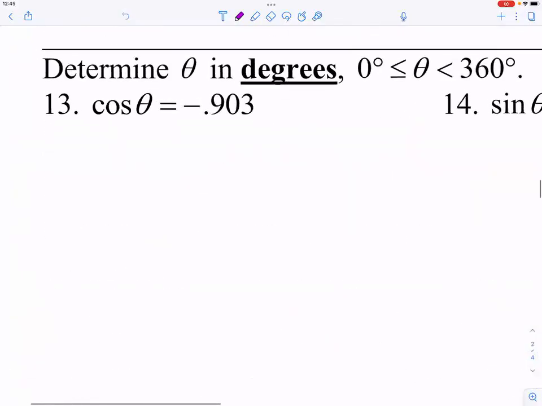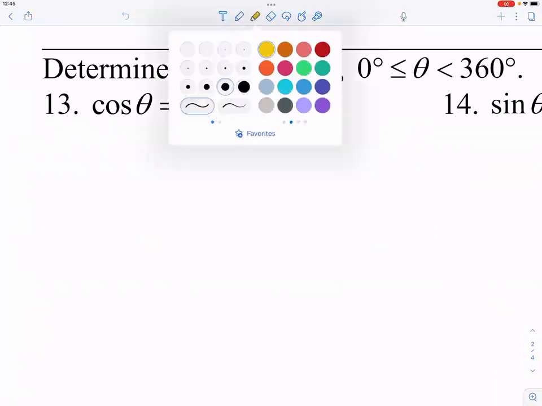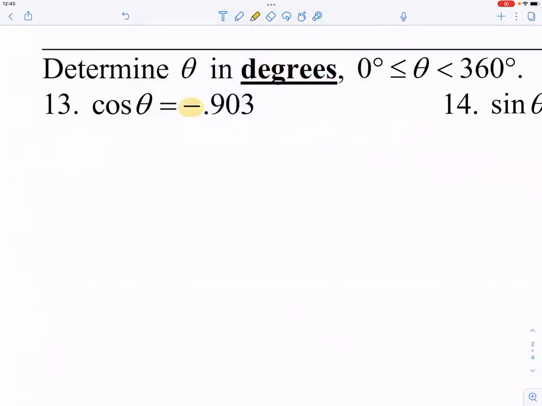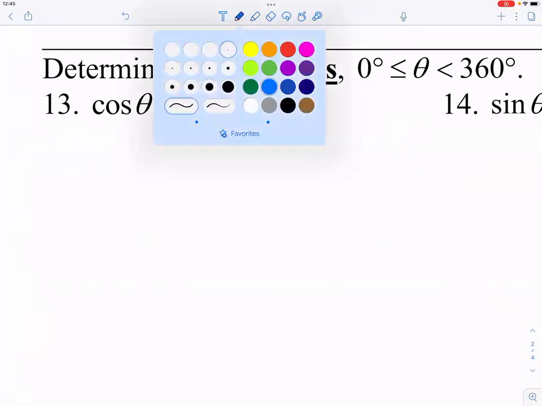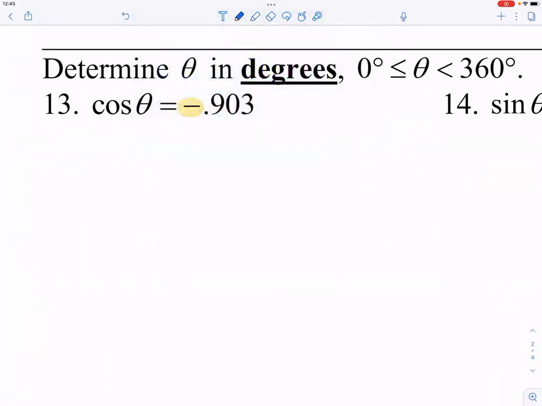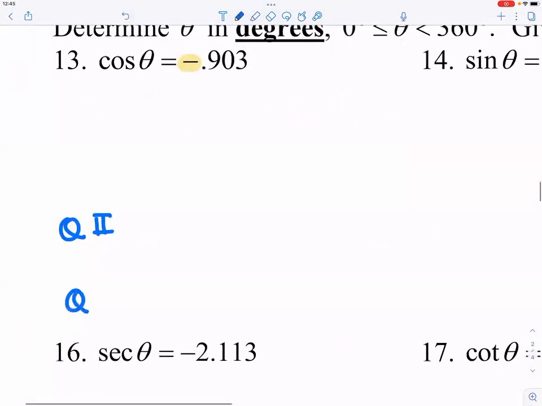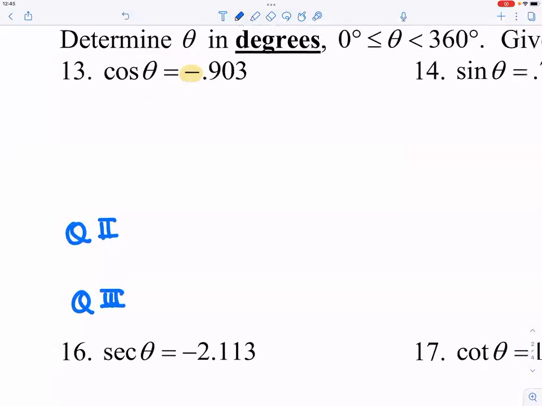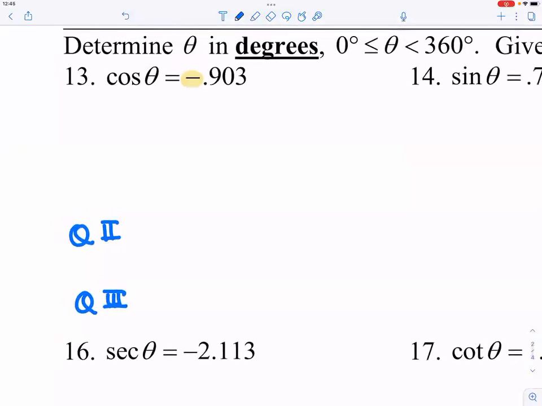All right, now a quick review of what we did yesterday. What is this again? A ratio. So what does the negative sign tell us? Cosine theta is a negative ratio. That means the theta is in quadrant 2 and quadrant 3. All right, now that's the purpose, that's the mission of the negative.